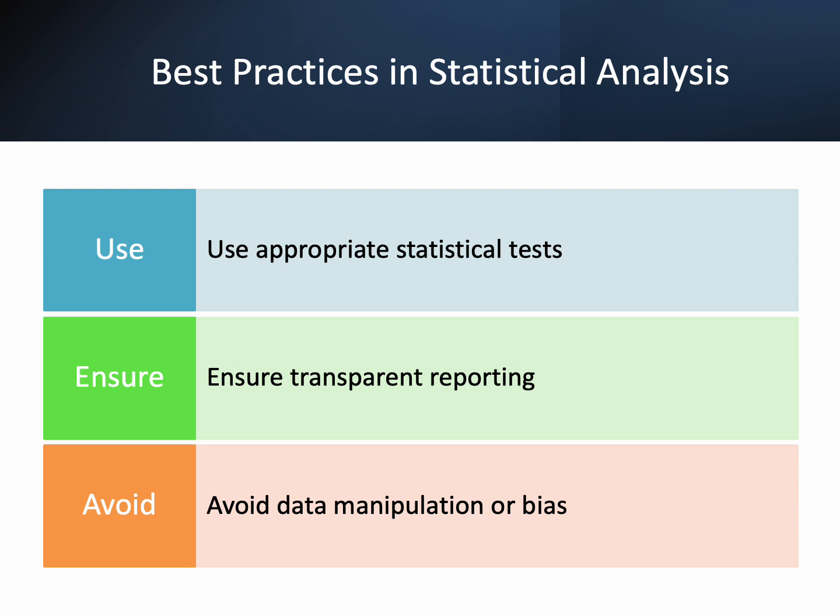Ensuring transparent reporting means documenting assumptions, like normality, and results, like p-values, to maintain credibility. Avoiding data manipulation or bias, such as p-hacking or selected reporting, ensures findings are trustworthy. Ethical considerations include clear communication of limitations, protecting participant anonymity, and ensuring accessible reporting for diverse audiences.